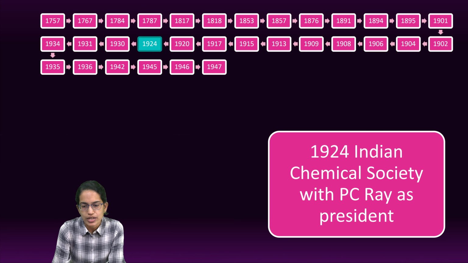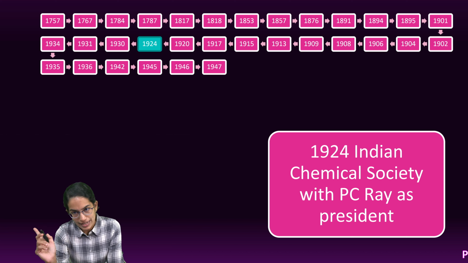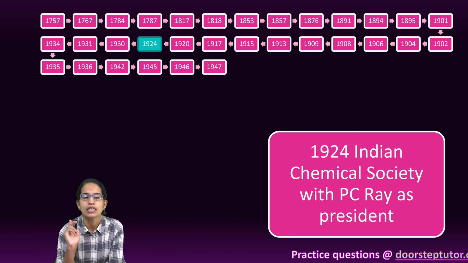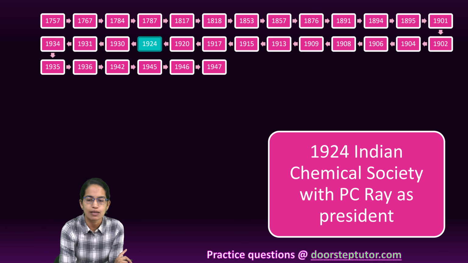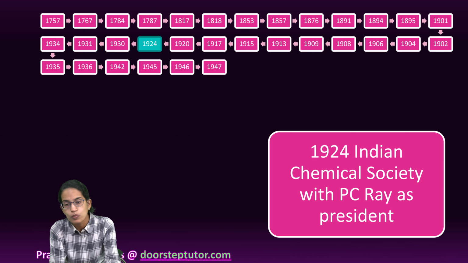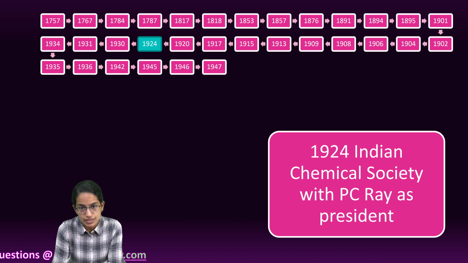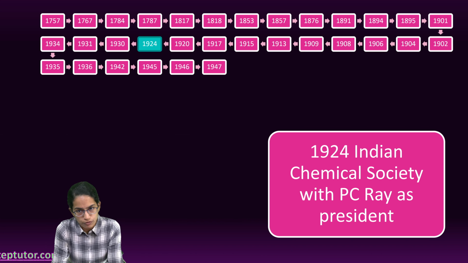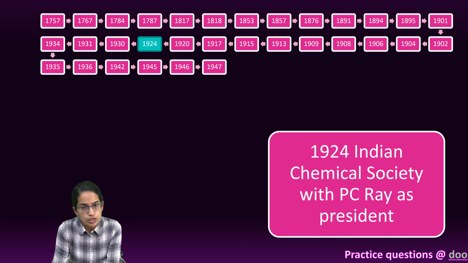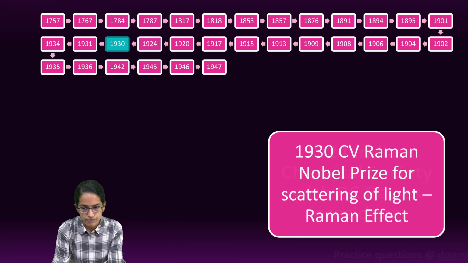In 1924, as we mentioned, the Calcutta Mathematical Society, where Ashutosh Mukherjee was the president. In 1924, the Indian Chemical Society, as we mentioned, was established, and who was a well-known chemical scientist whom we talked about? Dr. Prafulla Chandra Ray. So Dr. P.C. Ray was the president of the Indian Chemical Society, established in 1924. He was a master in synthetic inorganic chemistry.